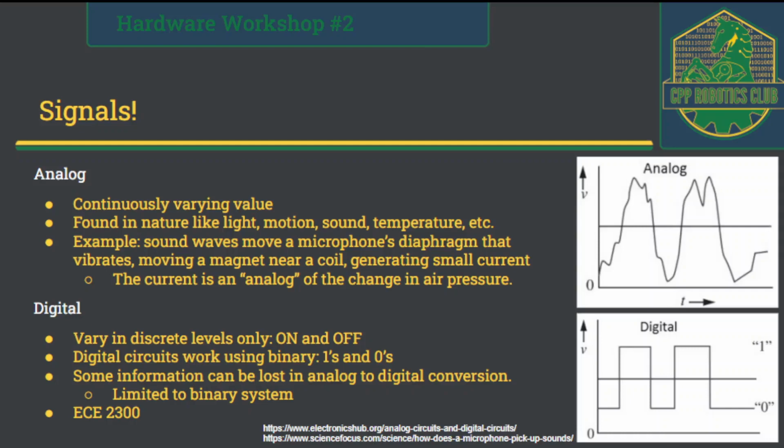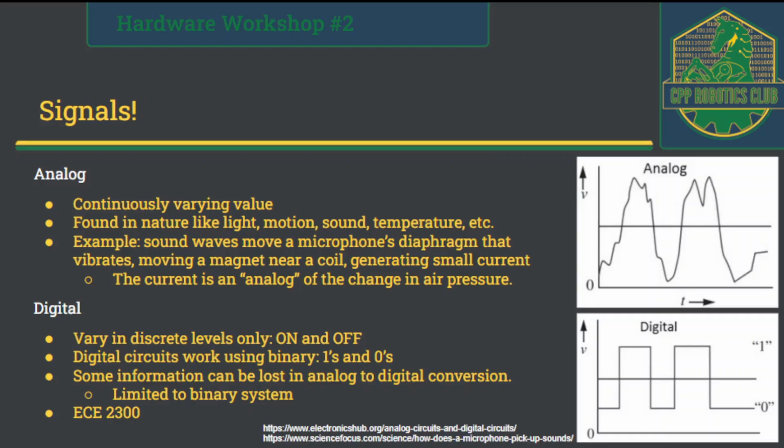An example of an analog signal being converted into electric current is the microphone. So sound waves move a microphone's diaphragm that vibrates, moving a magnet near a coil, and that generates a small current that can be amplified by an amplifier, and then goes into speakers, and then gets translated back into sound waves. In this case, the current is an analog of the change in air pressure, hence the name analog.